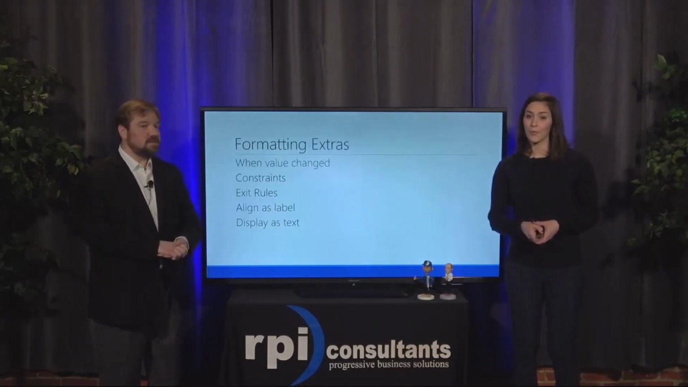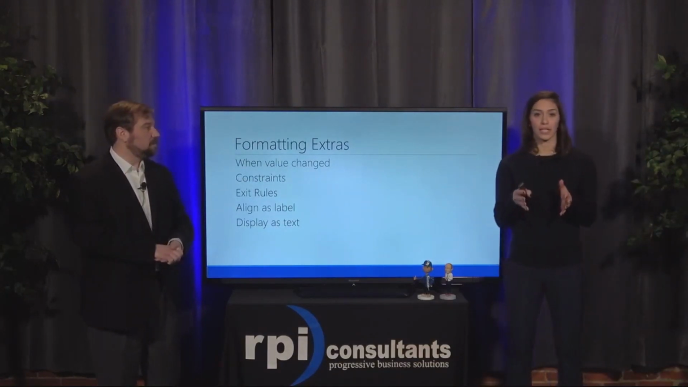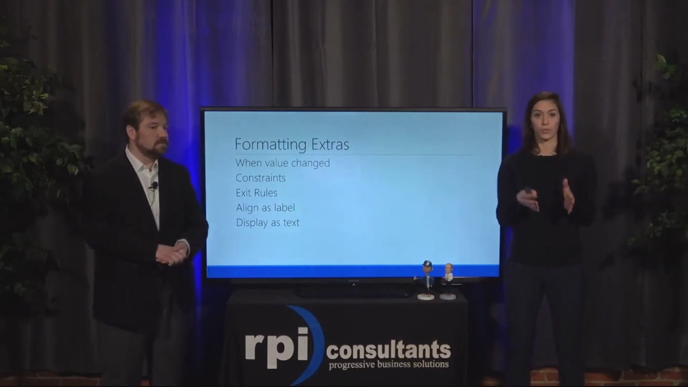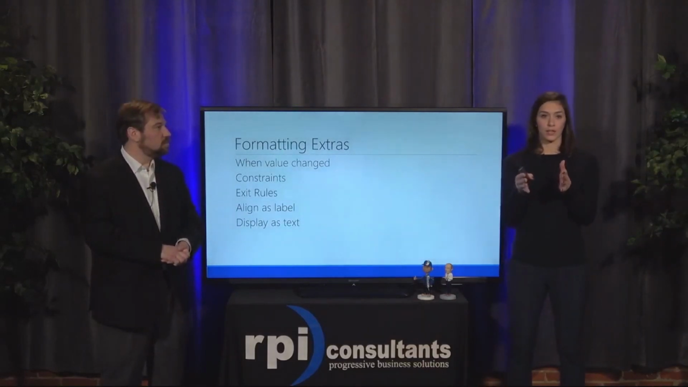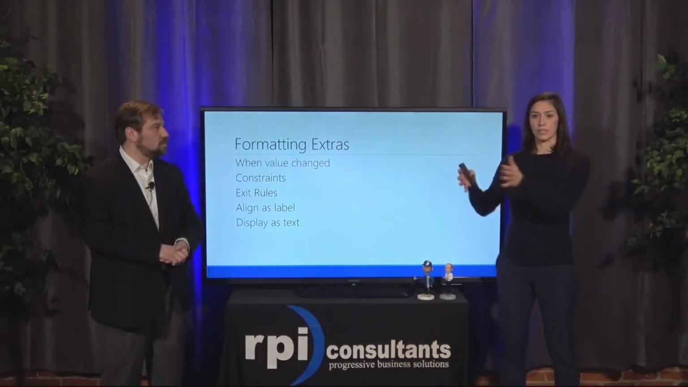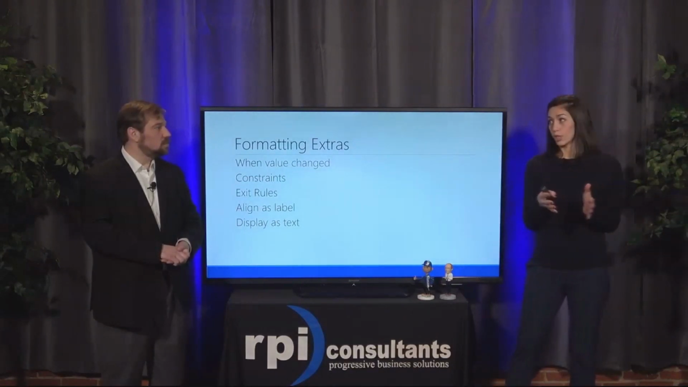A couple extra formatting pieces. Align as label. This is a way to manipulate text that you've put onto the form, or even other fields that you've pulled onto the form. So when you're aligning it as label, you're just left justifying it against the rest of your text. Sometimes fields seem to float out in the open space, and that's a major one that just makes the form look a lot cleaner.